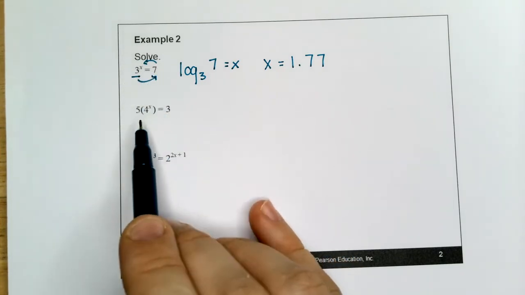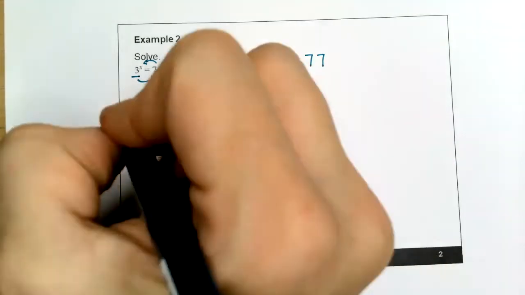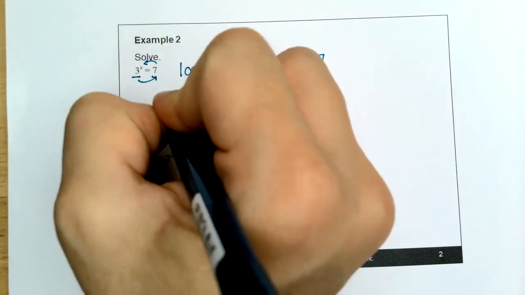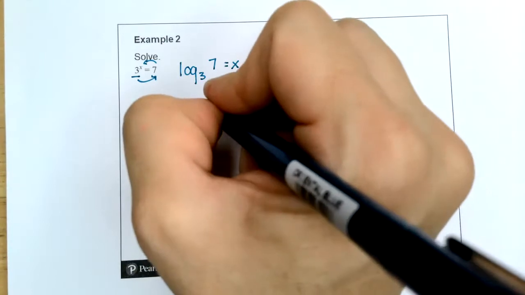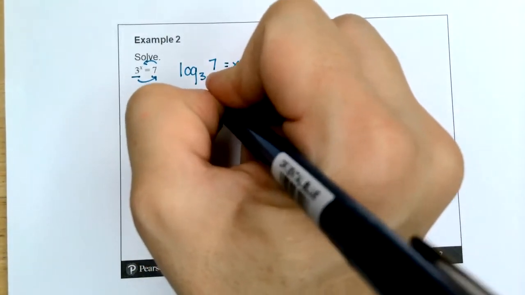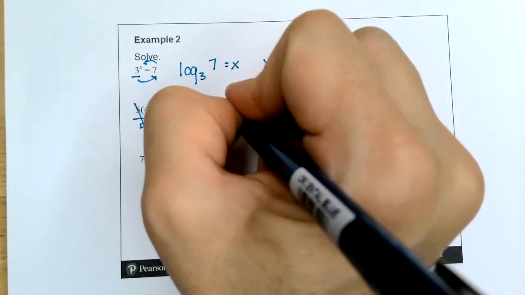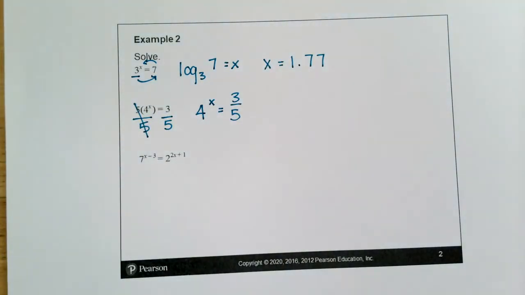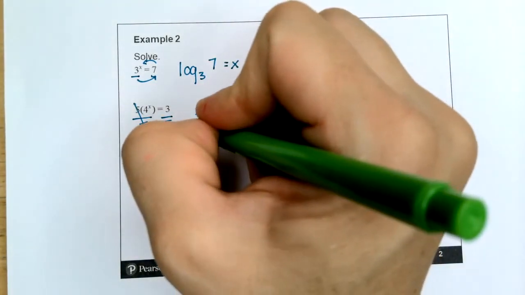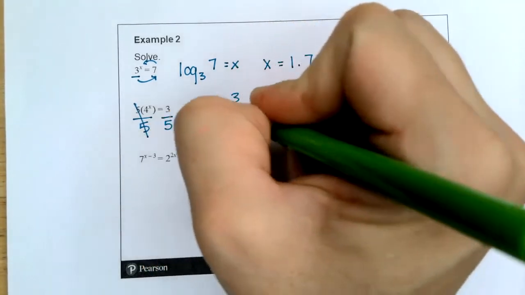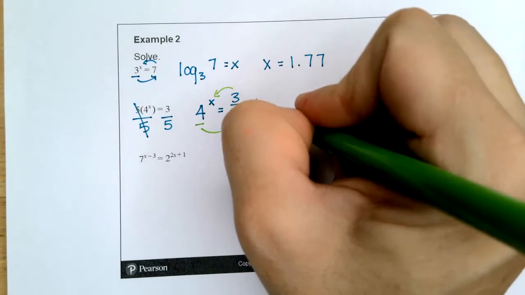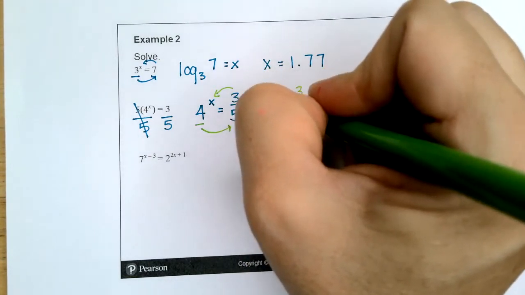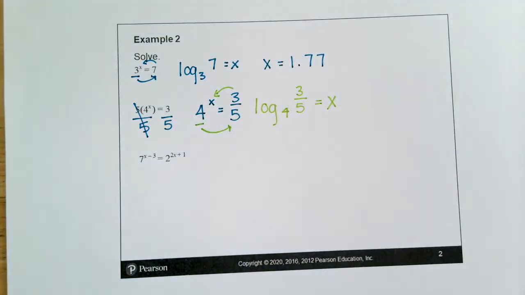Before I have something like this, I need to get rid of that 5, right? So I can divide both sides by 5. That will cancel this out. So now I have 4 to the power of x equals 3/5. And I'm going to put it into logarithmic form. So we start with the base and go in a circle. So now I have log base 4 of 3/5 equals x. Good.